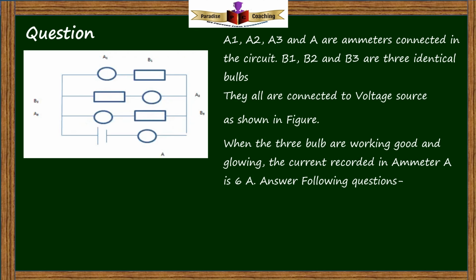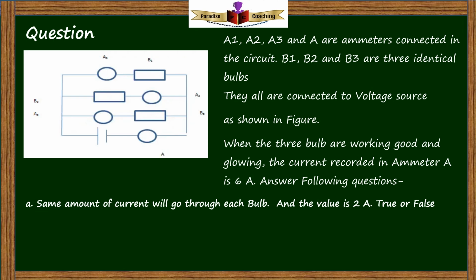As shown in the figure, when the 3 bulbs are working well and glowing, the current recorded in ammeter A is 6A. Answer the following questions. A. Same amount of current will go through each bulb, and the value is 2A. True or false?